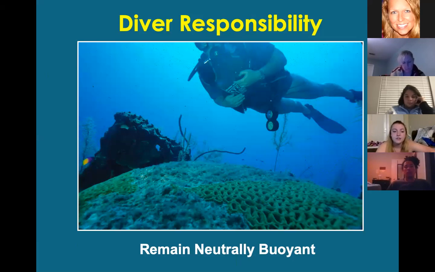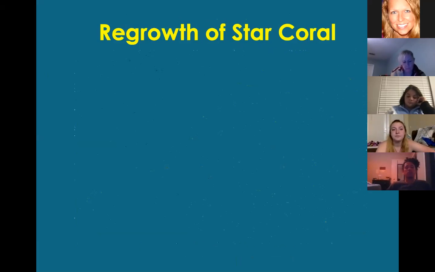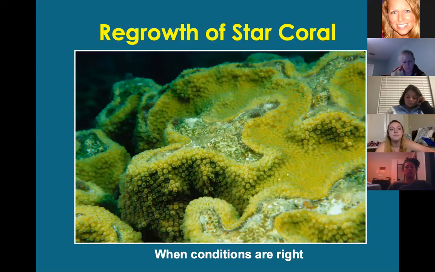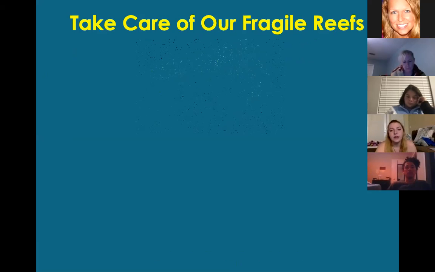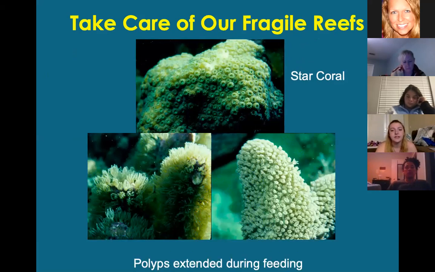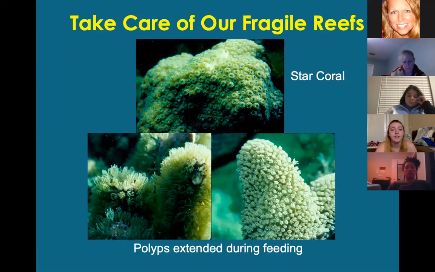That could potentially drag on a coral and harm the corals. So you want to make sure that you're streamlining your gear, you're not dragging anything, you've got good buoyancy, good form, trim, and all of that. The regrowth of star coral is super slow, like mentioned, so it takes a long time for these things to grow back, if they're able to grow back. And we need to really take care of our fragile reefs.